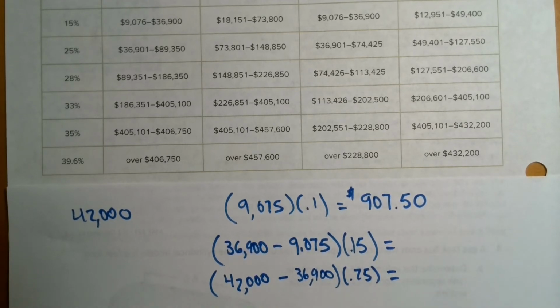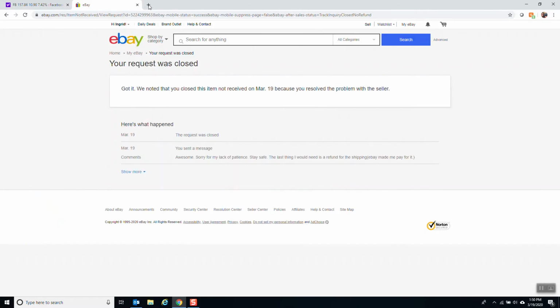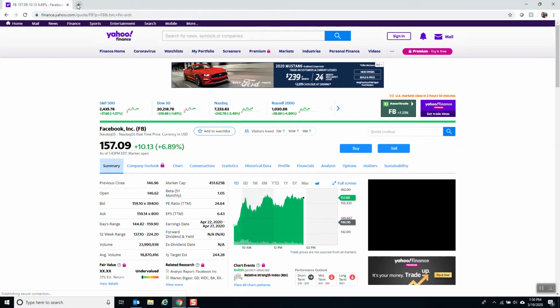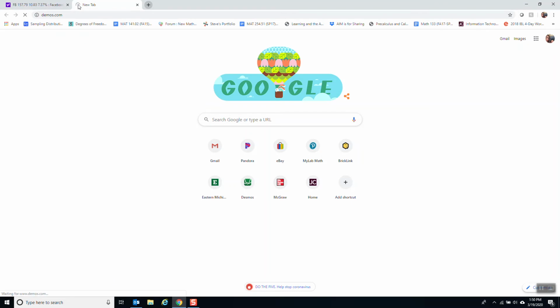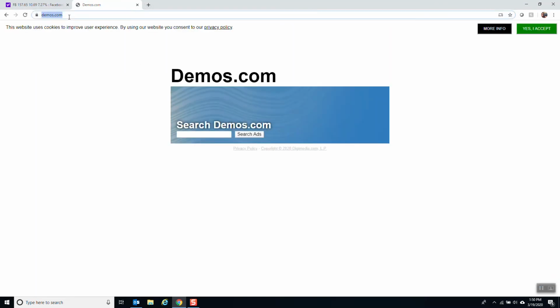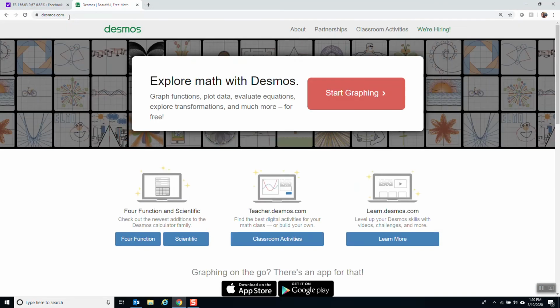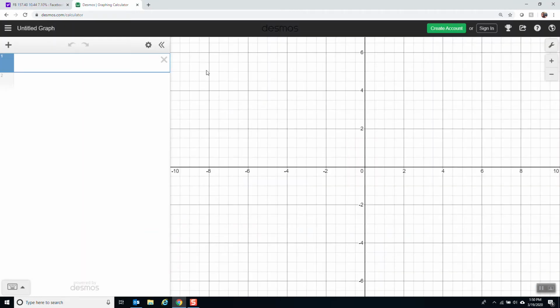All we have to do is run these calculations, and this time I think I'll switch and do it in Desmos real fast. Oh, there is my email, and there's my eBay, and there's Facebook again. Let's go to Desmos. Well, let's type it in correctly. How about that? So here we go.